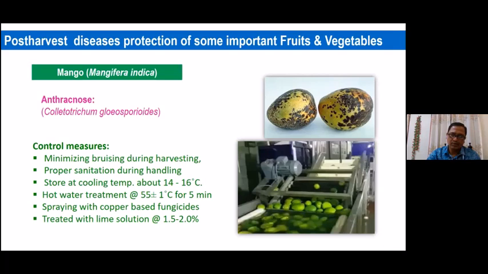Normally, the currently practiced method is hot water dipping. That time is 5 minutes, and it depends on the temperature. If the temperature is less than 55, then the time could be 10 minutes or 15 minutes. But our report said that at 55 degrees, 5 minutes of dipping is enough to control this organism. Besides this, copper fungicide can be used and the fruits treated with a lime solution. 1.5 to 2% can be helpful to eliminate the anthracnose disease of mango.